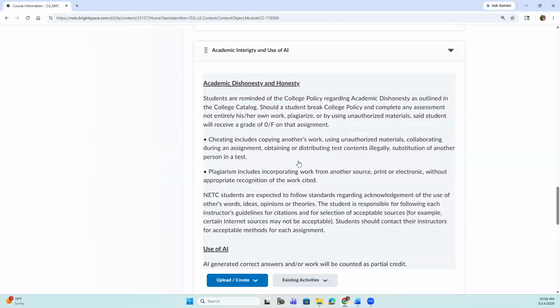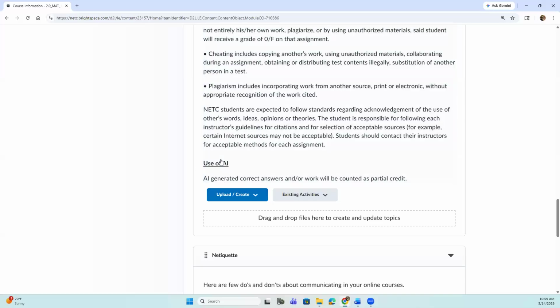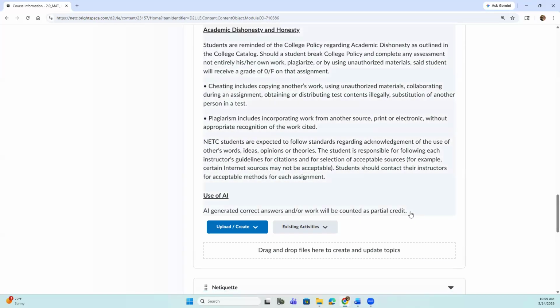All right, academic integrity and use of AI. Here are our college academic dishonesty and honesty statements. The use of AI is not allowed in this class. For AI generated answers or work, it doesn't matter whether it's correct or incorrect, the student will automatically receive a partial credit. It is very easy for me to catch a student using AI because a lot of times what AI shows does not pertain to what the lecture video instructions are. In that case, that's how I know a student is constantly using AI.